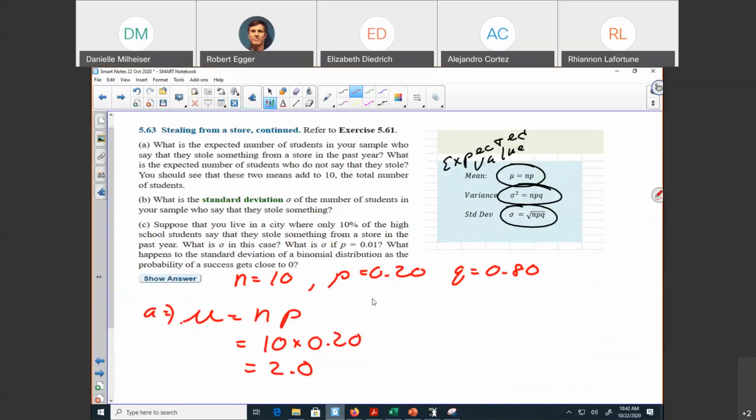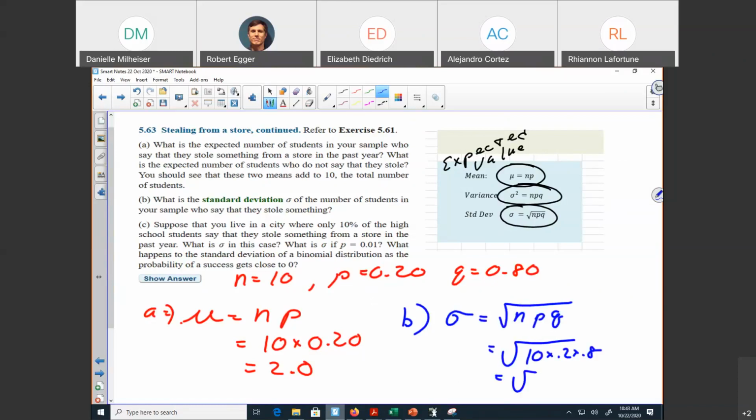Okay, that was A. B, what is the standard deviation, sigma, of the number of students in your sample who say that they stole something? Well, sigma of the sample is the square root of npq, or 10 times 0.2 times 0.8, which I think is 1.6.